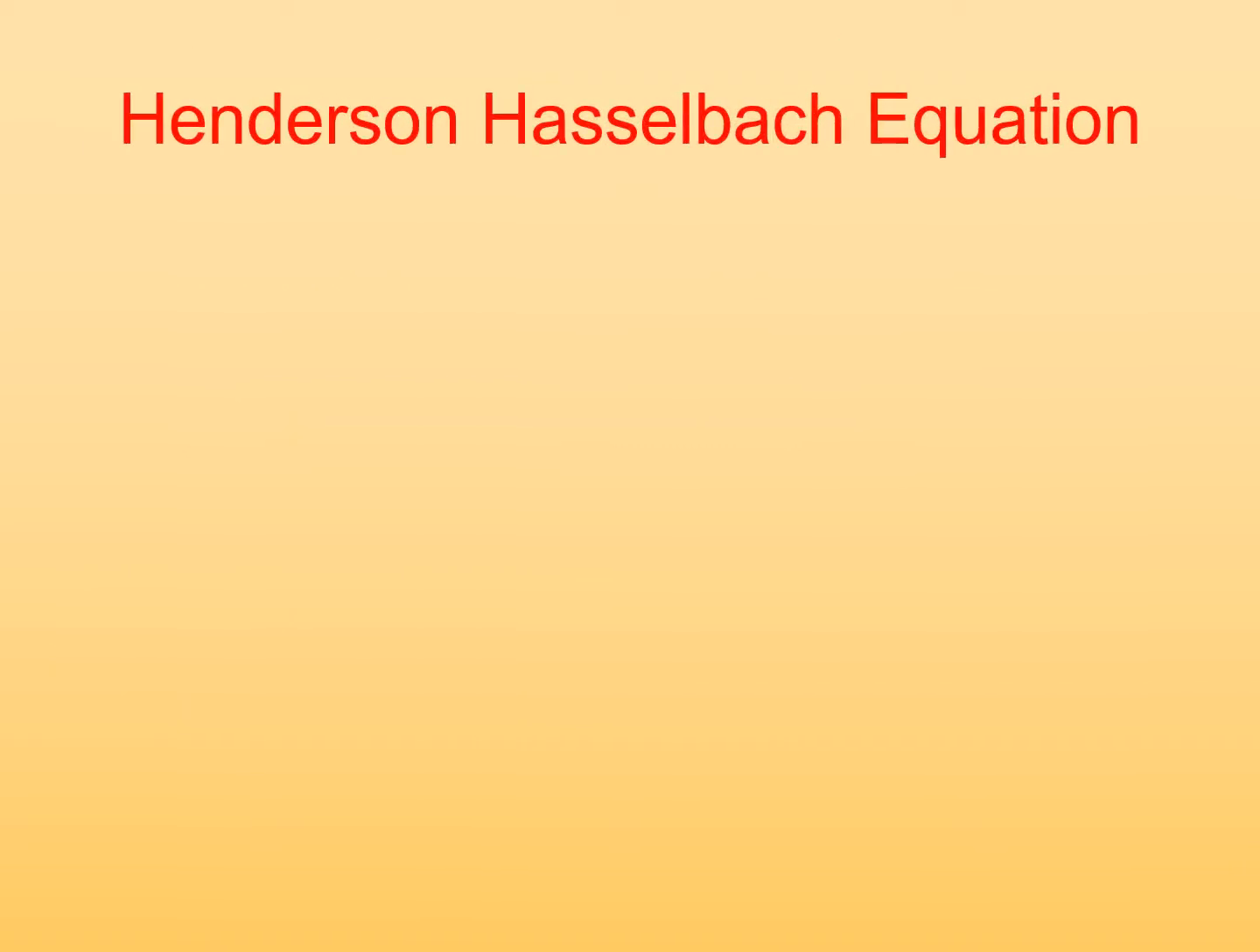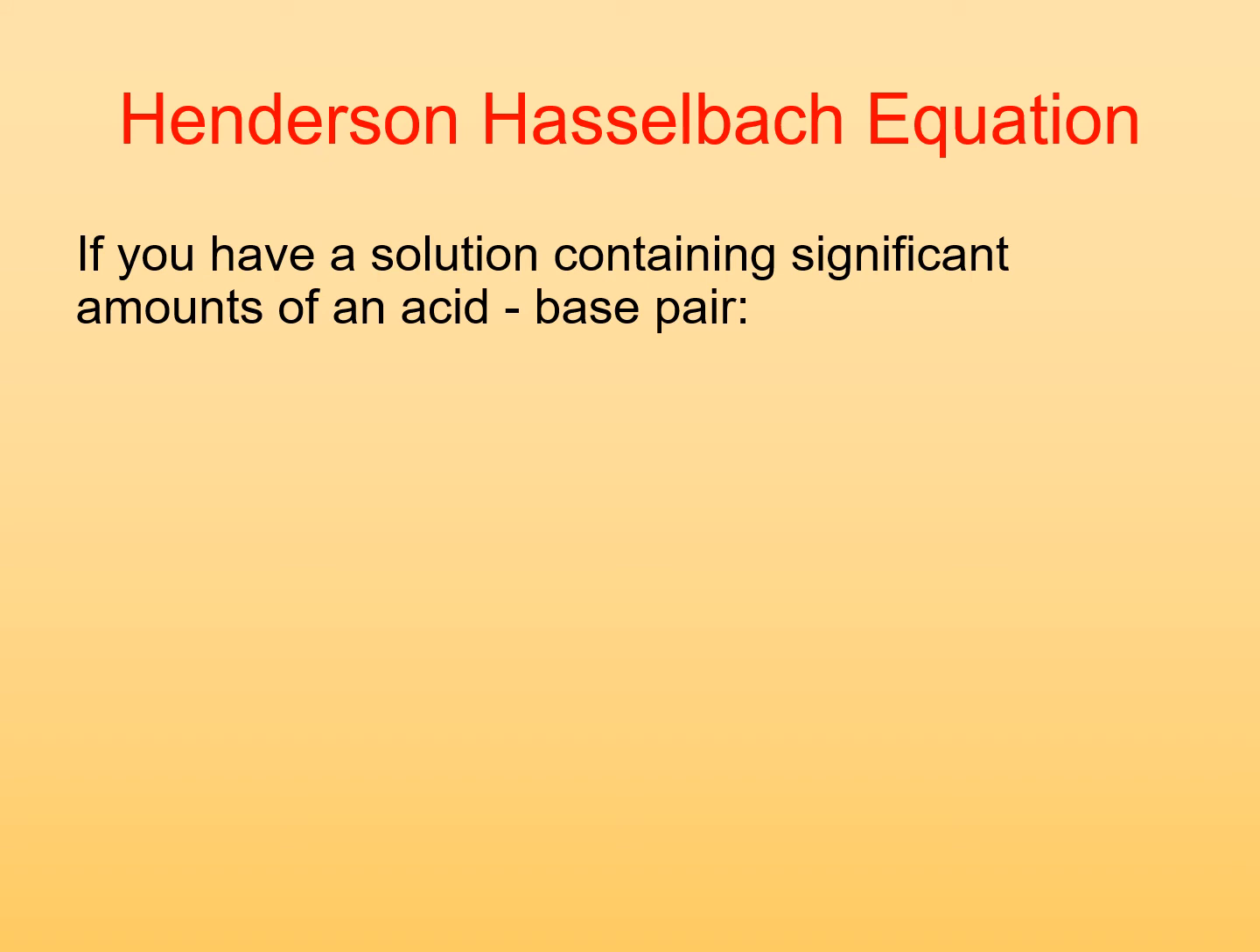One way that you can solve problems like this whenever we have common ions and you're finding the pH is to use the Henderson-Hasselbalch equation. This is an equation that is on your reference sheet. It's just being able to use it. So if you have a solution that contains significant amounts of an acid-base pair, so the acid and its conjugate base or the base and its conjugate acid. Here's an example reaction just like we did before, where we have the weak acid and then its conjugate base.